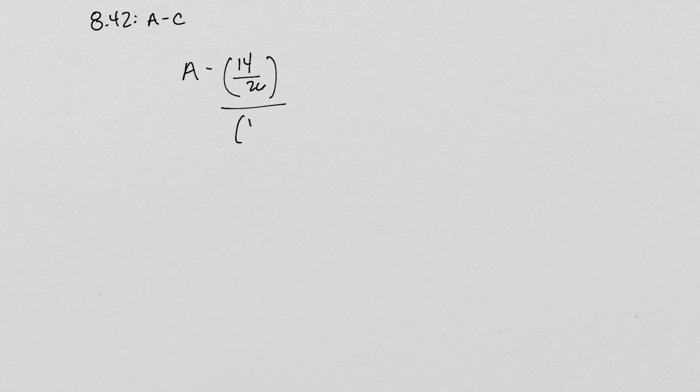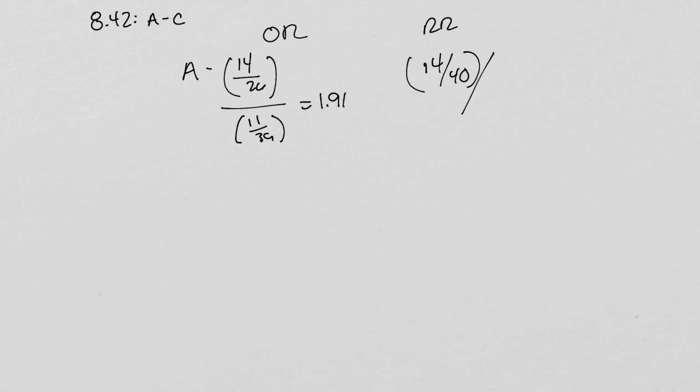And the last one here, the odds ratio for survival. So A, the odds ratio for survival comparing treatment to control is 14 out of 26, all divided by 11 out of 39, which is 1.91. While this is the odds ratio, your relative risk is 14 out of 40 divided by 11 out of 50, which is 1.59.